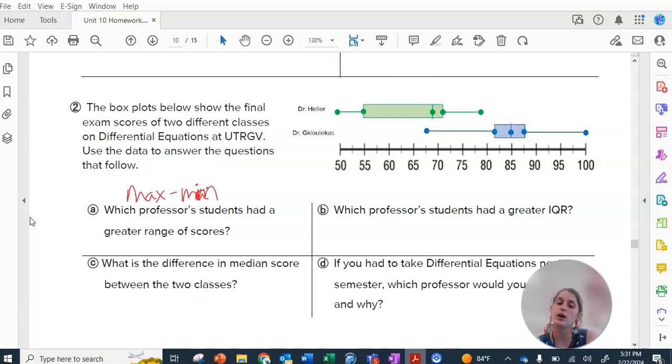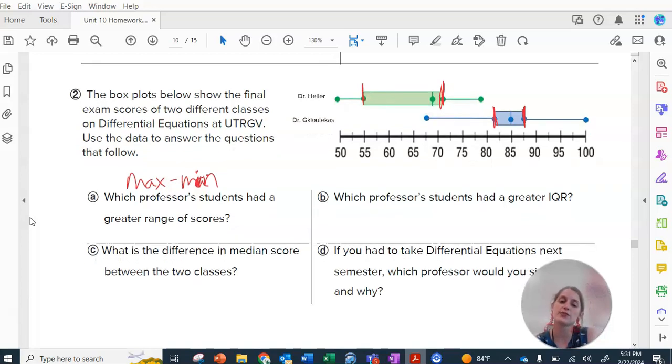Same deal for the IQR. You need to actually be able to look at it and tell me, okay, IQR is from the Q1 to the Q3. I bet you can probably just guess just by looking at which one is more spread out, but give me some numbers to back it up.